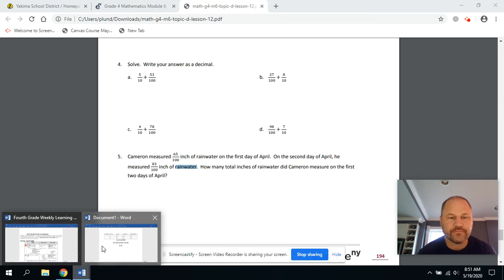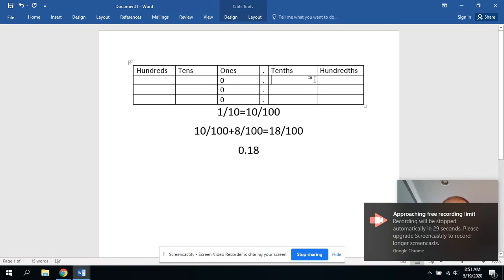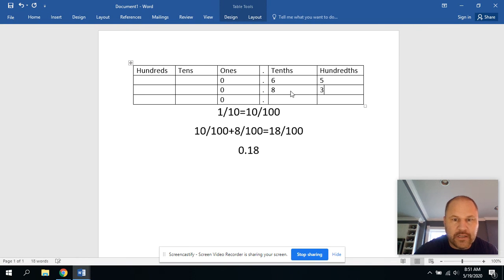Let's go back over here. 65 hundredths plus 83 hundredths. Don't run out of time, please. Oh, I think we've got enough time. 65 hundredths plus 83 hundredths is, well, in the hundredths place, we've got 8. 5 plus 3 is 8. Here, 8 plus 6/10 is 14/10, which is 1 inch and 48 hundredths of an inch of rainwater. Okay, good luck.